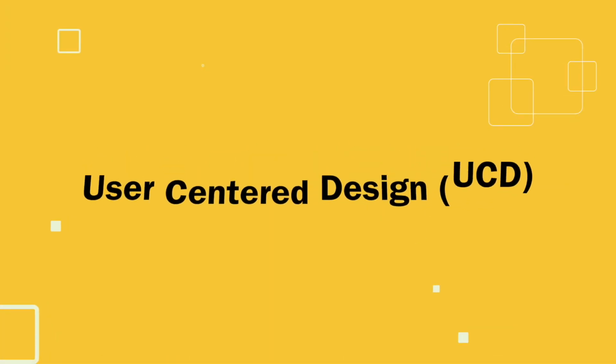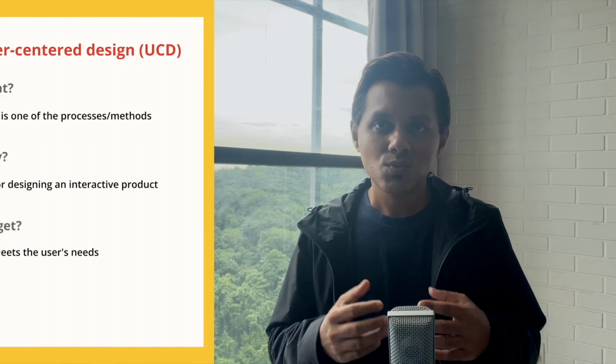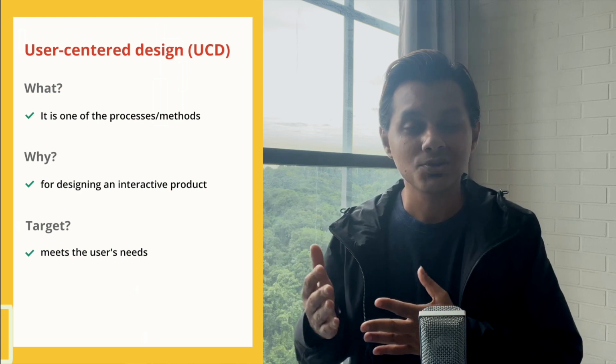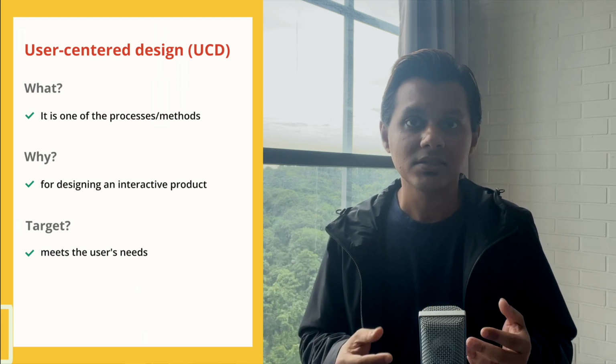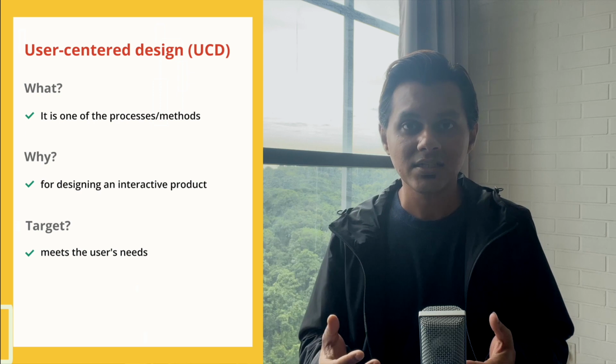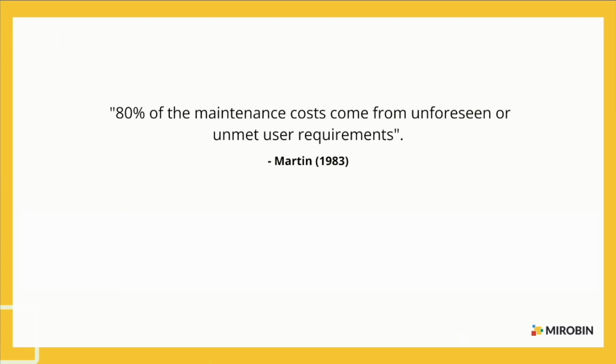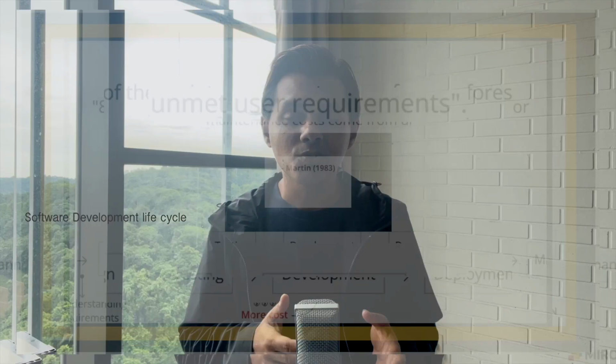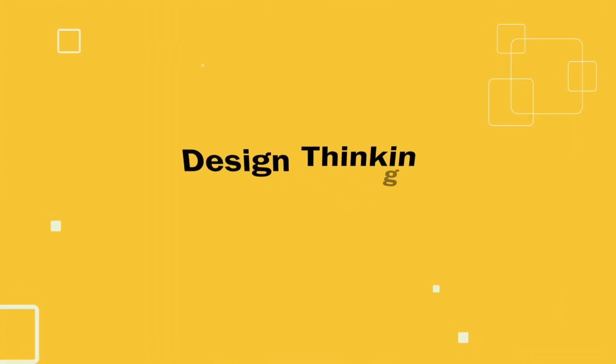The first one is user-centered design. It is one of the processes of designing an interactive product that meets the user's need. Remember, in this method, users are actively involved in building a product, which helps to understand their need. Once Martin said 80% of the maintenance cost comes from unforeseen and unmet user requirements. It means if we are unclear about the user requirement, we will have more development changes and cost in the future. In user-centered design, the user is involved in every step of the design and helps to minimize that cost in the future.